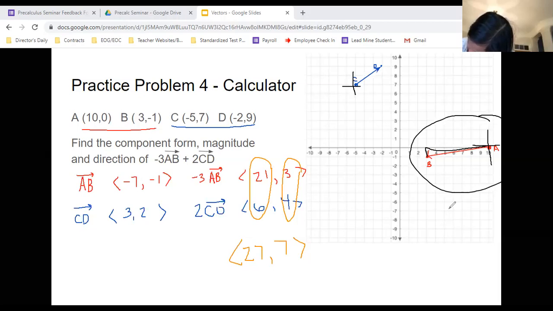Yes, vectors are all about right triangles. That's the foundation for all of this: right triangle trigonometry. Any other questions on this problem here? All right.